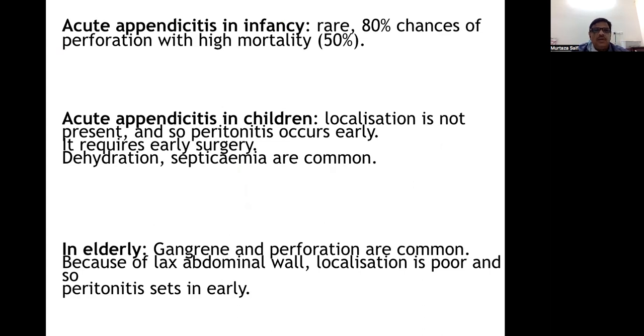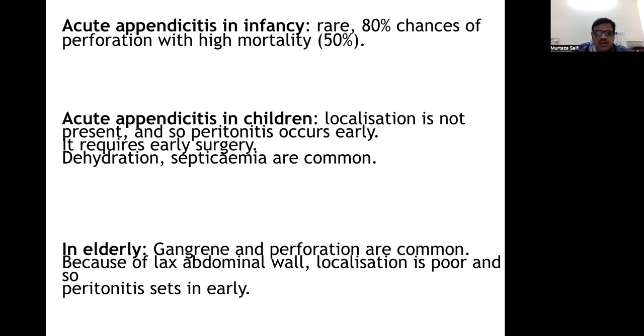Now come to appendicitis in infancy. It is rare, with 80% chances of perforation and high mortality of 50%. In acute appendicitis in children, localization is not present, and peritonitis occurs very early. It requires early surgery. Dehydration and septicemia are very common. So in children, early surgery is mandatory.